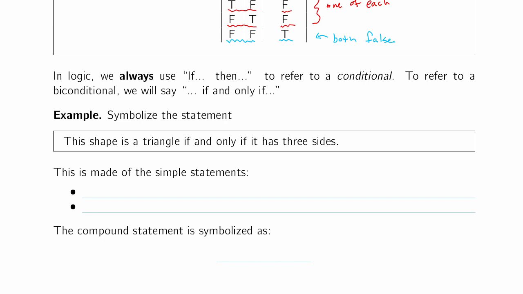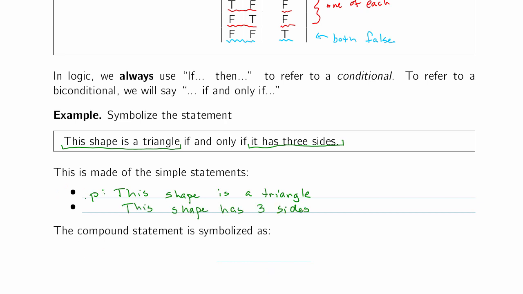For example, this shape is a triangle. I'm looking at a shape right now. This shape is a triangle if and only if it has three sides. This is made of the statements, this shape is a triangle, we could call that P, and this shape has three sides, we could call that Q. We symbolize that as P if and only if Q. And you know that from geometry.